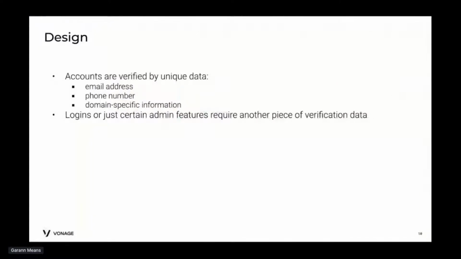So you basically have accounts that are verified by some kind of unique data, and that's an email address, a phone number, or some kind of domain-specific information. And then there are logins or certain admin features that may require another piece of verification data. And you'll run into this in a lot of things like GitHub, for instance, where you're already logged in, and then you'll have to log in again maybe or revalidate yourself to do certain things that require more security.